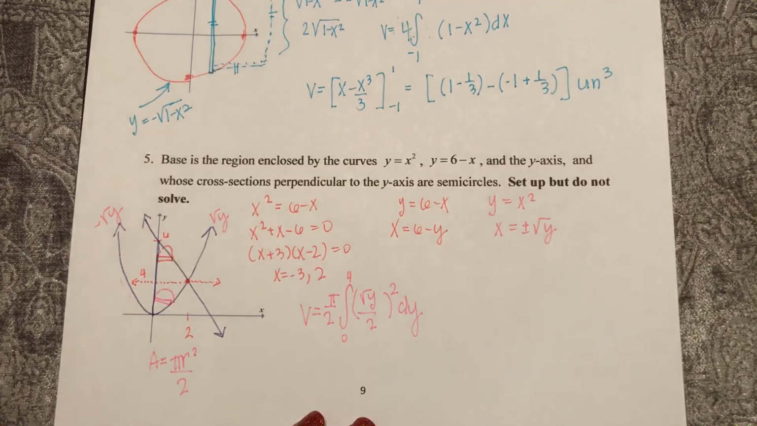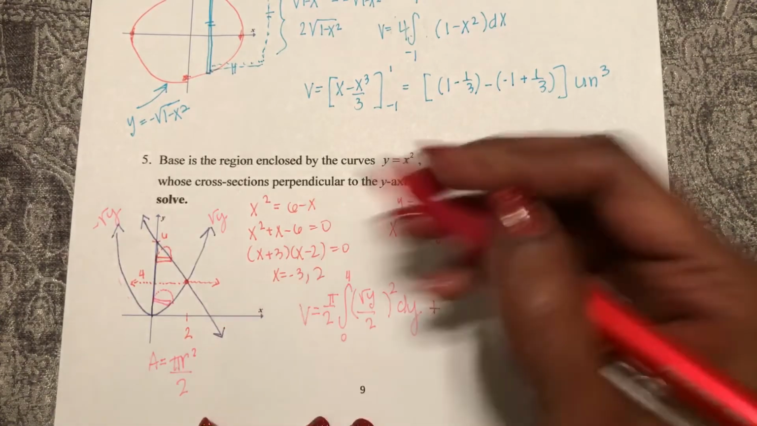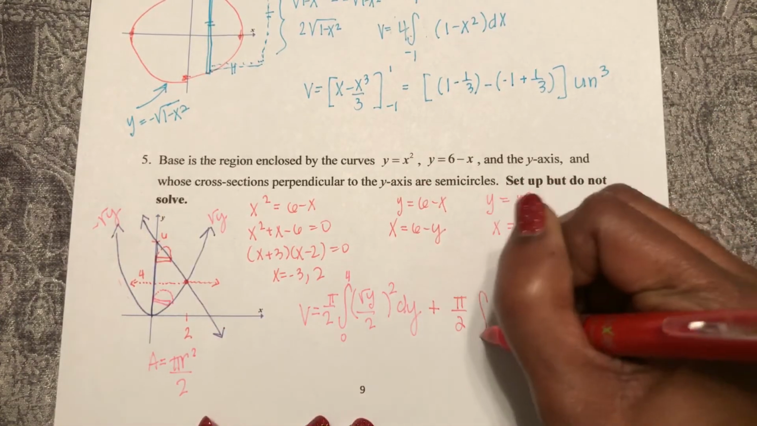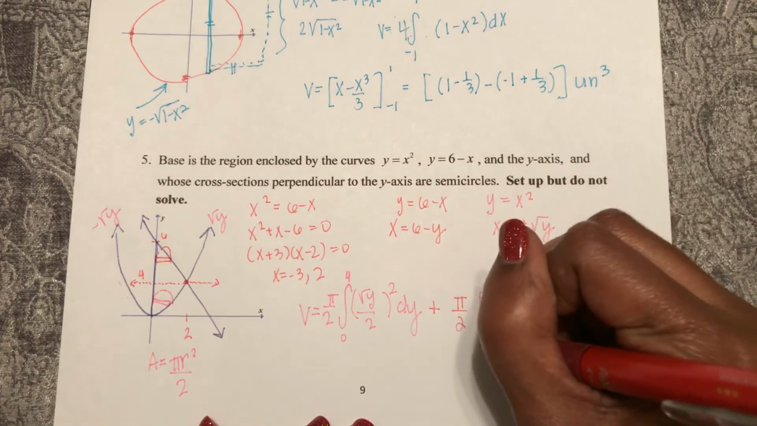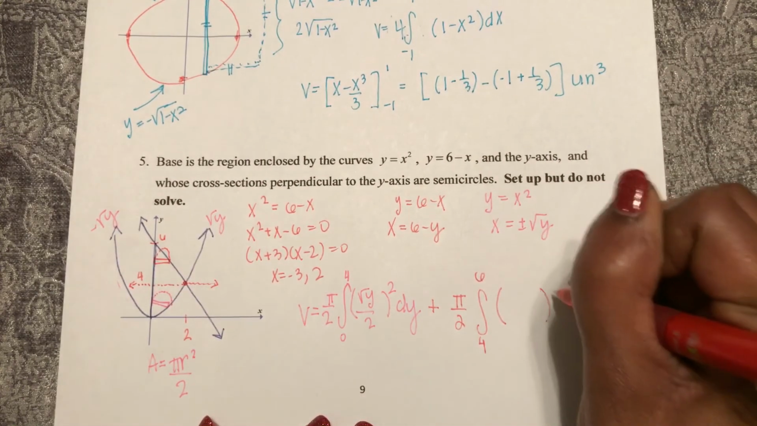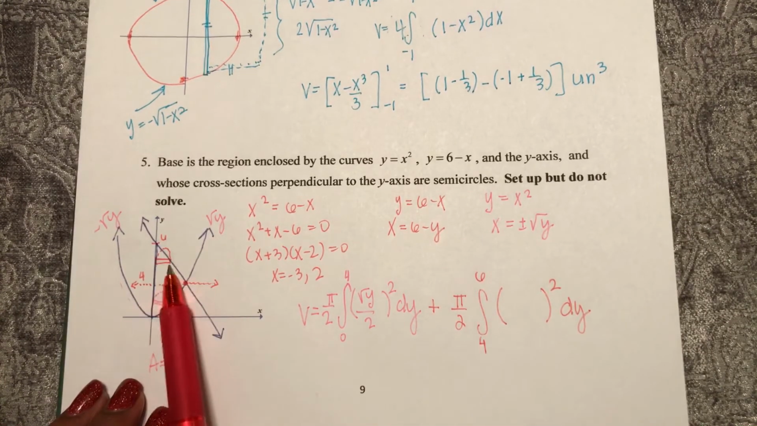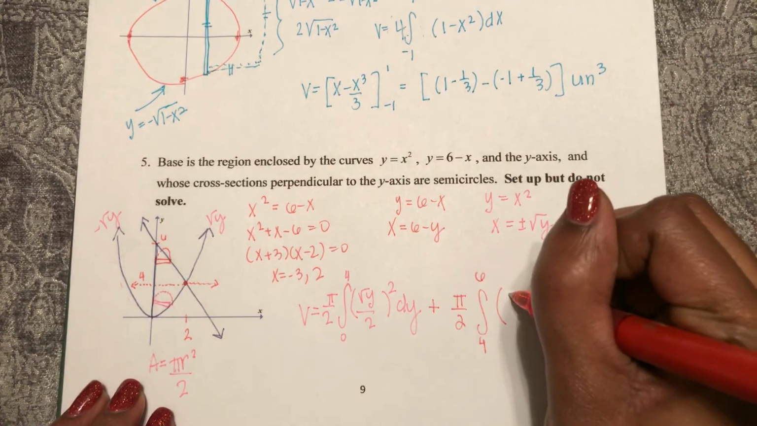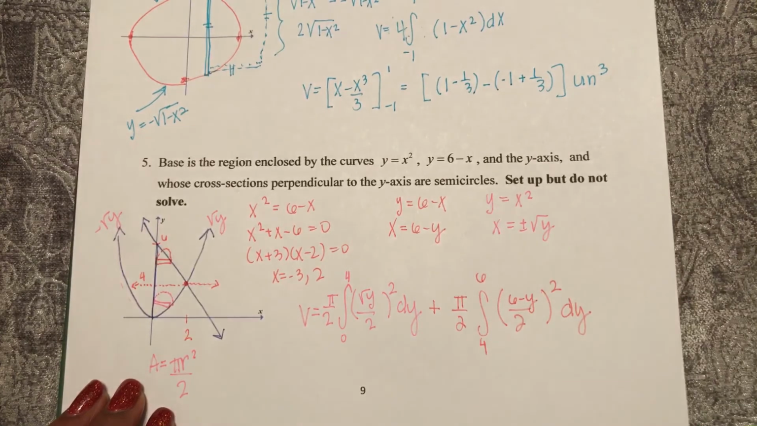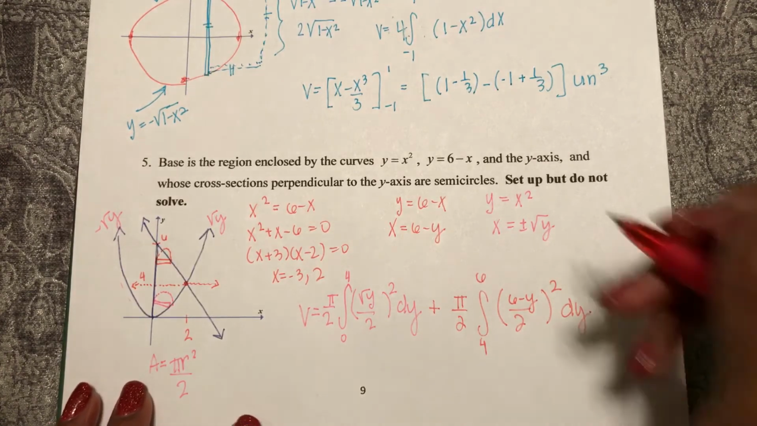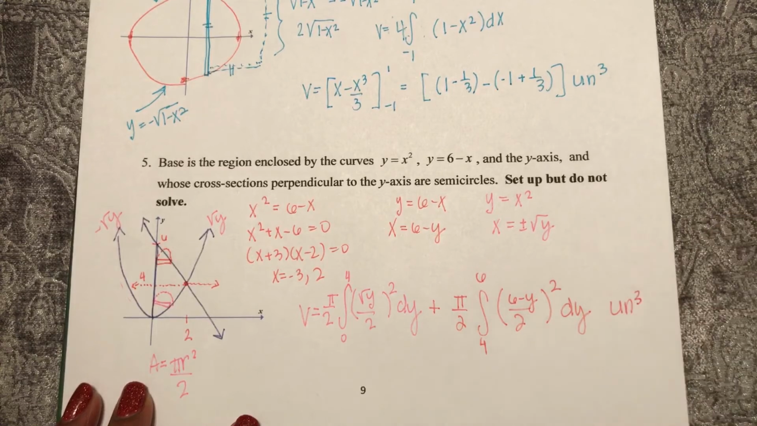So now that's being added to, same thing, pi over 2 integral, now I'm going from 4 to 6, of my radius squared dy. Now what is my radius here? Well, I know my diameter is 6 minus y, but I divide that by 2. And this would be units cubed after I integrate it, but I only wanted you to set up and not solve that one.